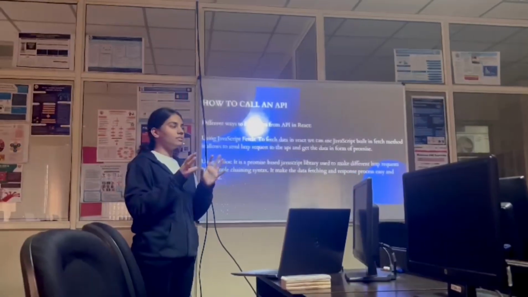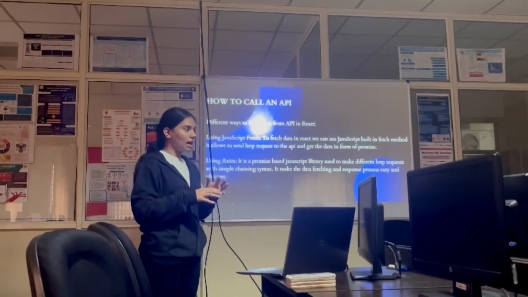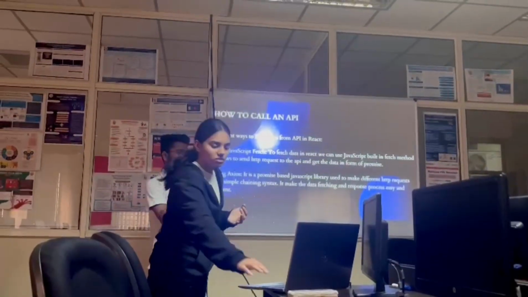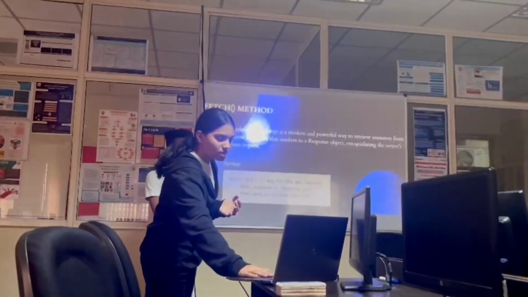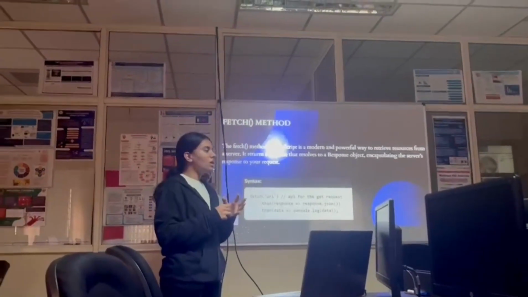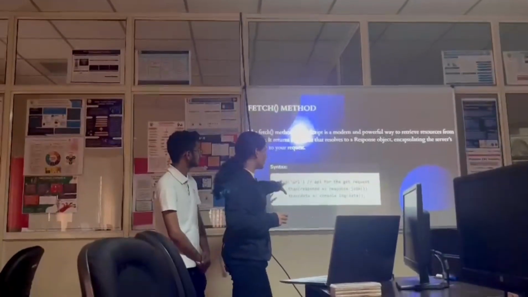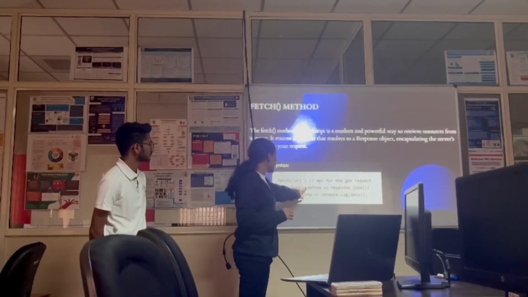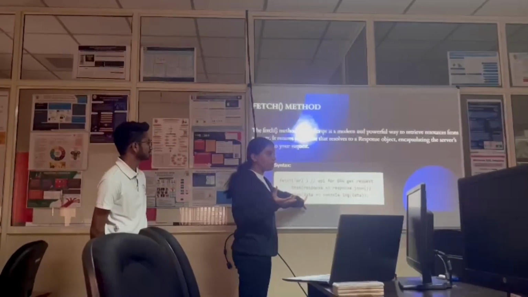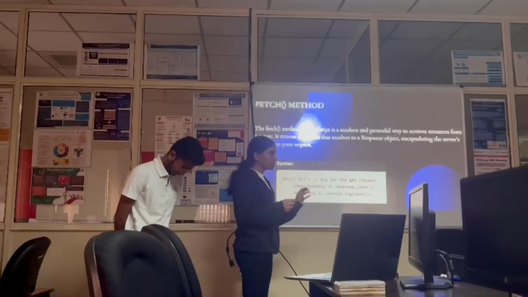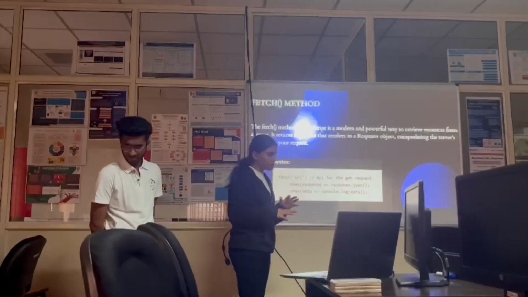How to call an API in React? There are basically two methods to call an API in React. The first one is the fetch method, and the next one is the Axios library. In fetch, the fetch method is a modern and powerful way to retrieve resources from a server. The syntax of fetch has been written over here. First you have to pass the URL of the API you want to use. Then the response from the API comes from here, and in data retrieval the web application retrieves the data from the API through this syntax. This is the fetch method to retrieve data from the API.